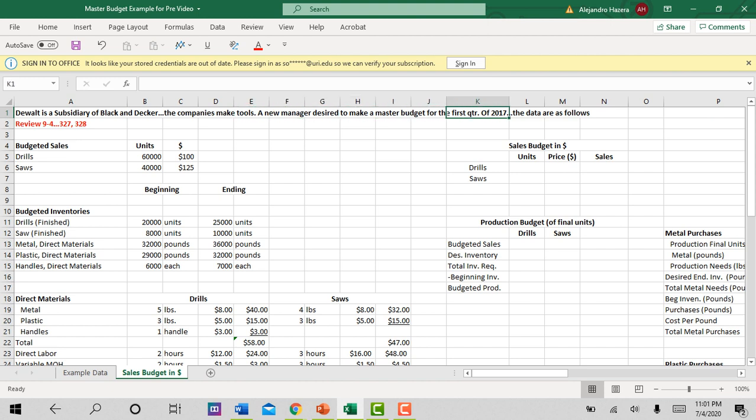make a master budget, and this whole example is an example of a master budget, okay, for the first quarter of 2017. Okay, and I'm going to put here the data for the example.